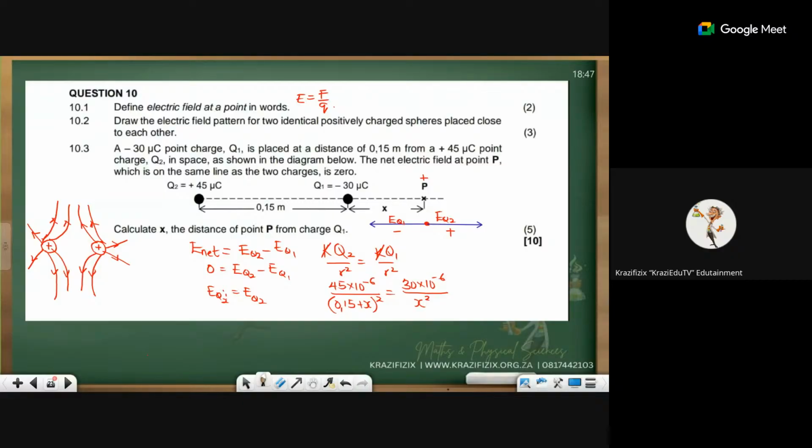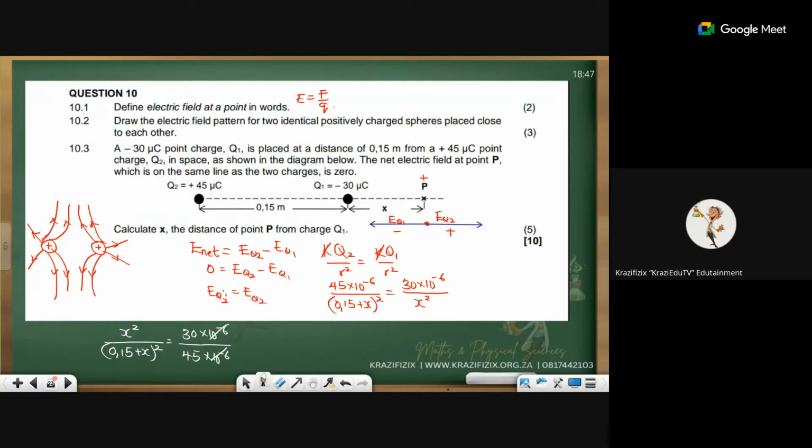I'll take my x squared up. What do I have? X squared. You said I'm using that calculator. What would that give me? 30 times 10 to the power negative 6 over 45. That goes. Instantly, find the square root of both sides.